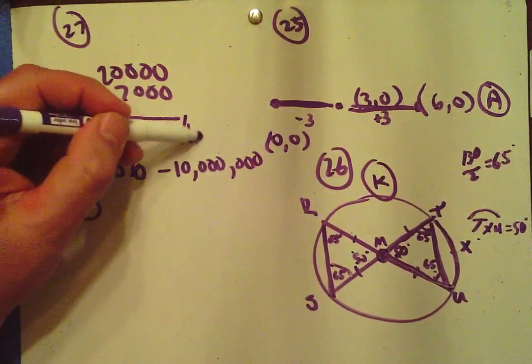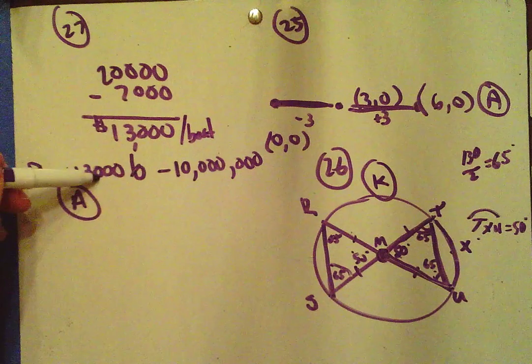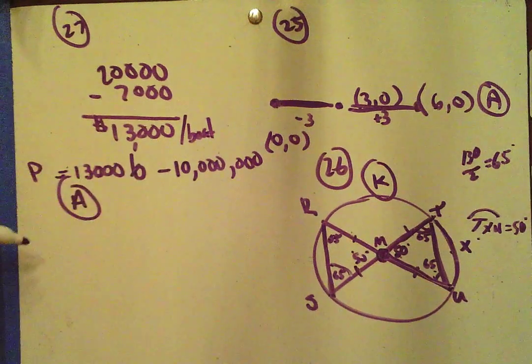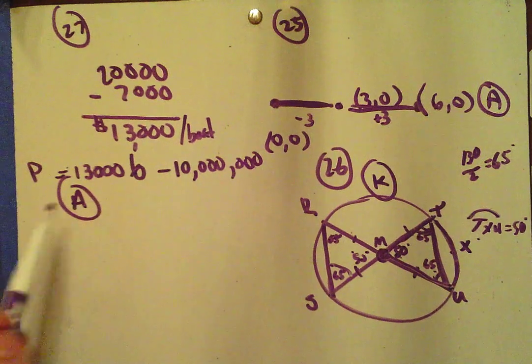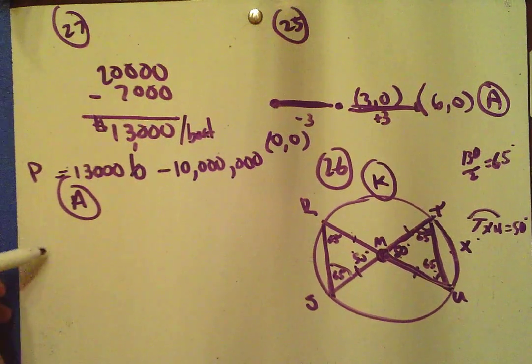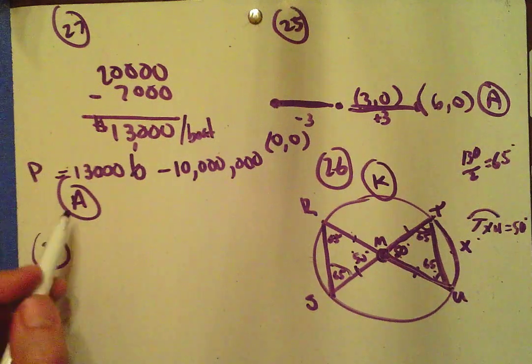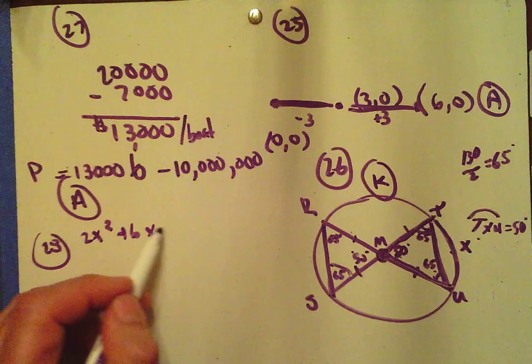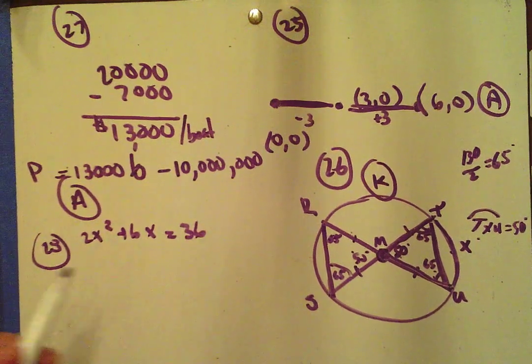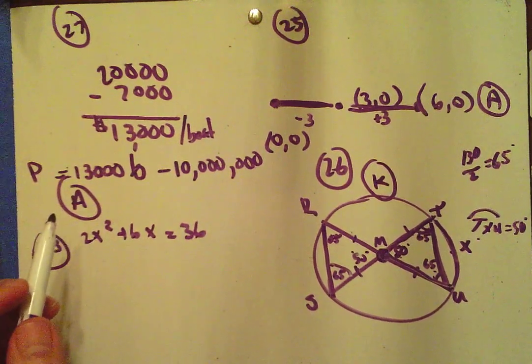$13,000 per boat times the number of boats, so boats cancel and we're left with money, and then dollars minus dollars to get dollars of profit. How about 28? 2x squared plus 6x equals 36. A number of people had difficulty with this one.